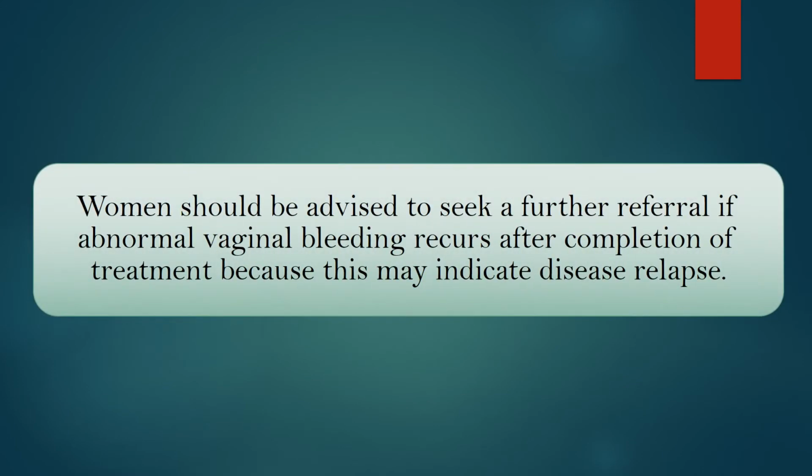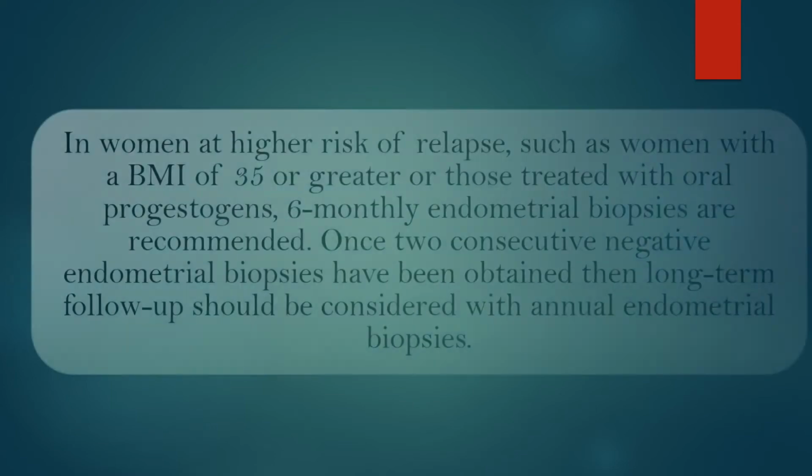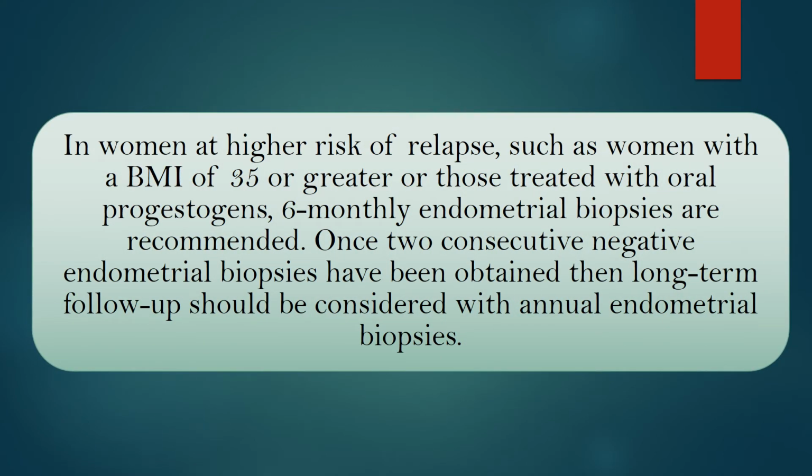Women should be advised to seek a further referral if abnormal vaginal bleeding recurs after completion of treatment, because this may indicate disease relapse. In women at higher risk of relapse, such as women with a BMI of 35 or greater, or those treated with oral progestogens, 6 monthly endometrial biopsies are recommended. Once two consecutive negative endometrial biopsies have been obtained, then long-term follow-up should be considered with annual endometrial biopsies.